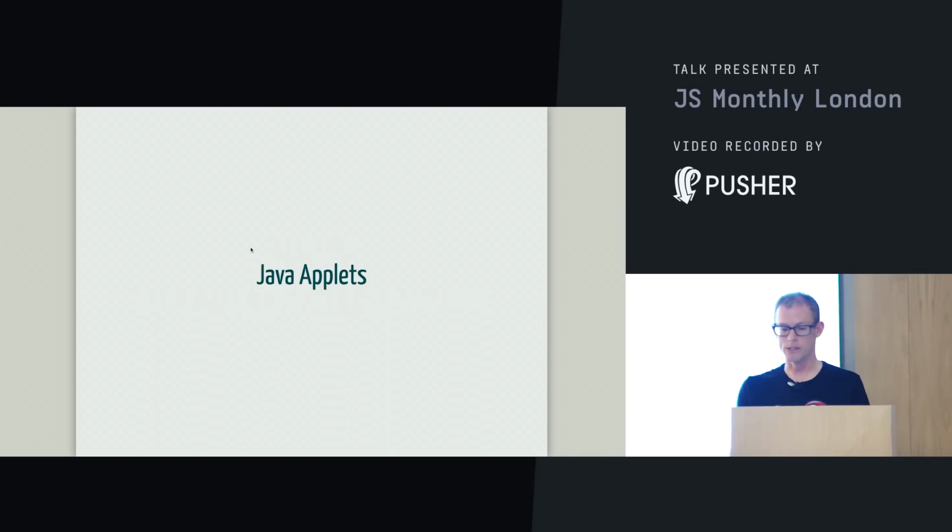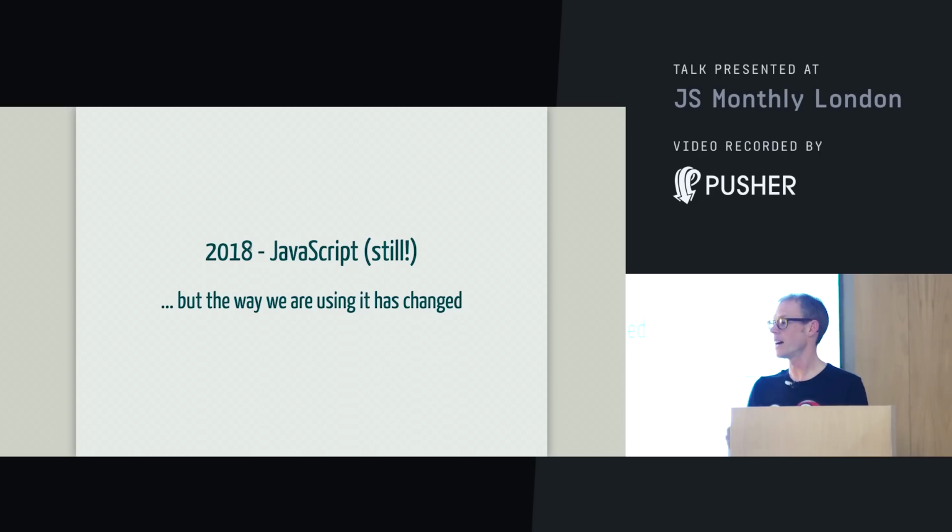Since then, other languages have come along: Java Applets, ActiveX, Flash, you might have used some of these, Silverlight, my apologies if you've used that, Dart, and so on. And that's it, that's the history of the web done, because in 2018, it's still JavaScript, it's still only JavaScript. JavaScript is the only language which is officially supported by the web.